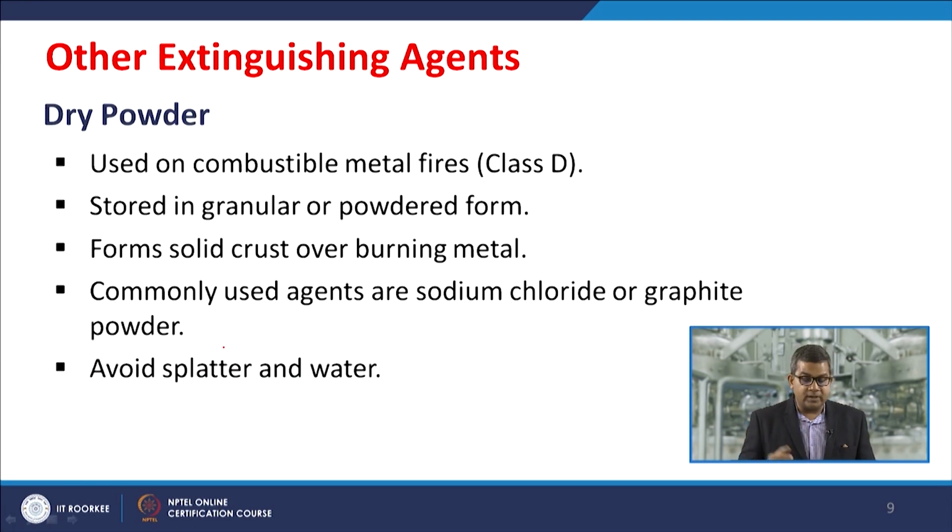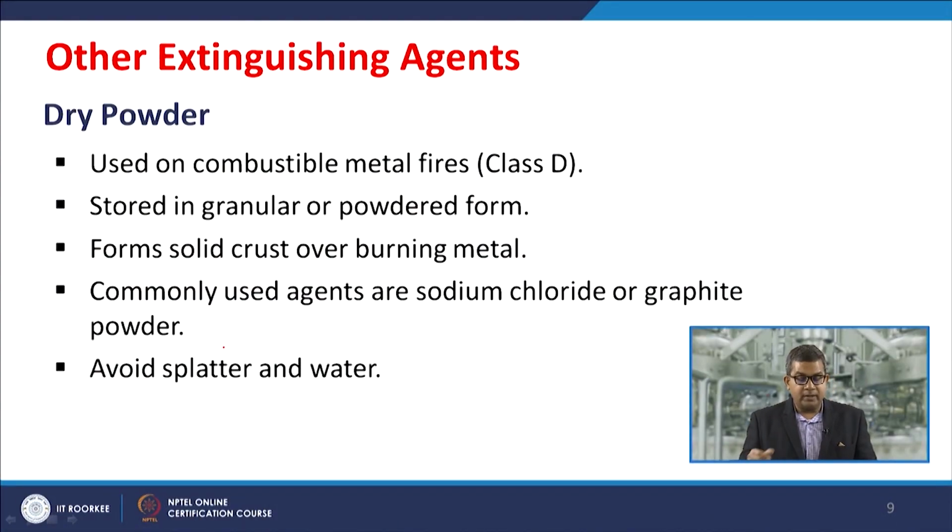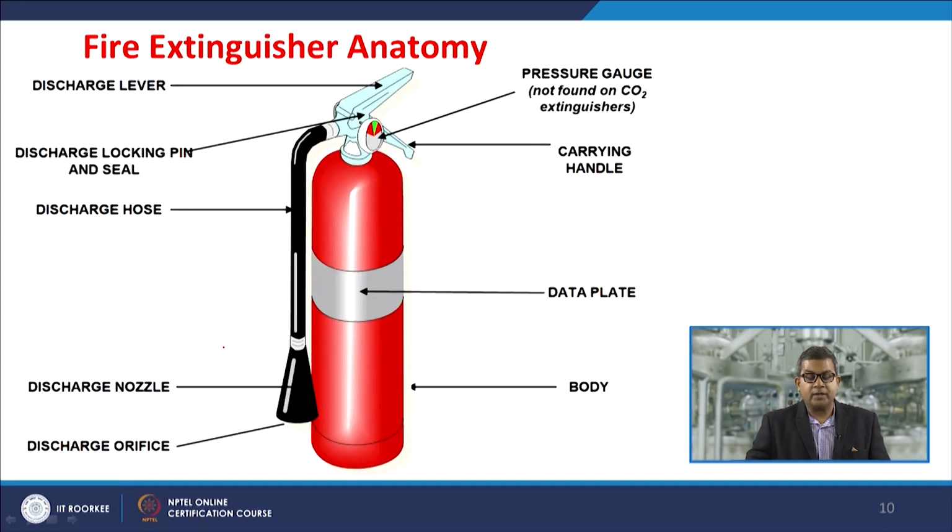There are certain dry powders used as fire extinguishment media. They are used on combustible metal fires, that is class D fire. Usually they are stored in granular or powdered form, and this forms a solid crust over the burning material. So, it can cut off the fuel supply from the atmospheric oxygen. It creates a blanket, and that is why the fire is extinguished. Commonly used agents are sodium chloride or graphite powder. Avoid splatter and water.